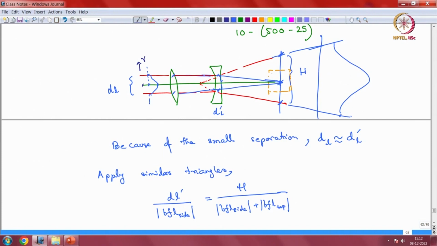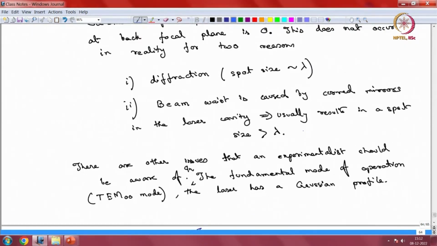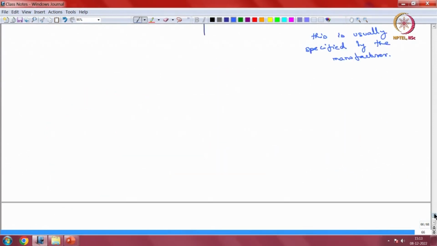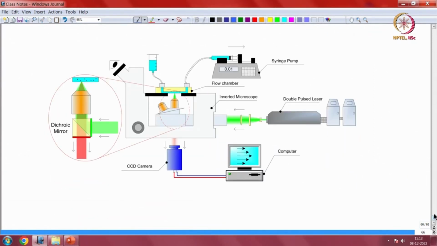So as a good experimentalist, you should choose the middle section. Maybe half of this H would be a good rule of thumb, and that would allow you to illuminate your particles properly. Okay, so we were talking about light sheet optics, and the reason for light sheet optics we also discussed is that in macro PIV, you want to illuminate a large section, and you have a laser that can be sculpted into a laser sheet, and that allows you imaging without much issues.